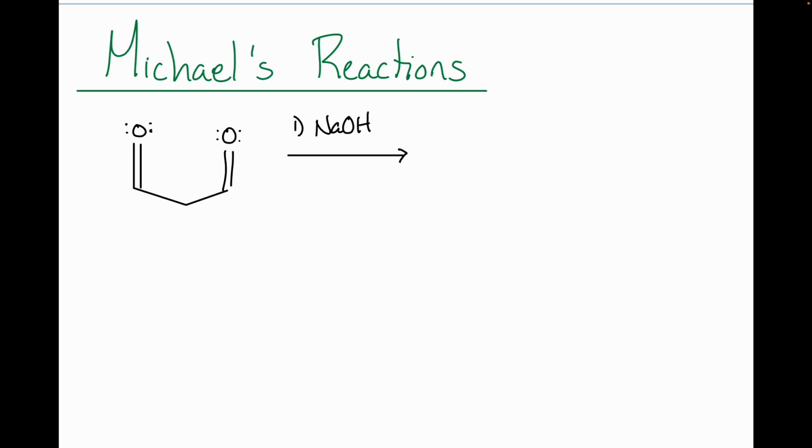Now we're going to add in our Michael acceptor. All right, we'll use an enone for this example here. All right, and the last step for all of these reactions is going to be this acidic workup to protonate that enolate that you get. All right, so everybody take a second and see if you can't give me my product of this reaction here.